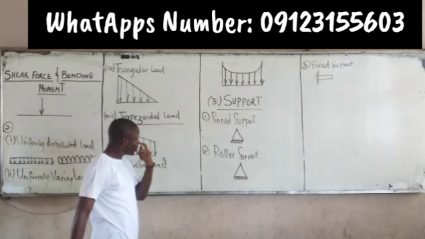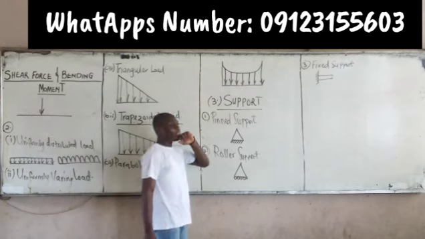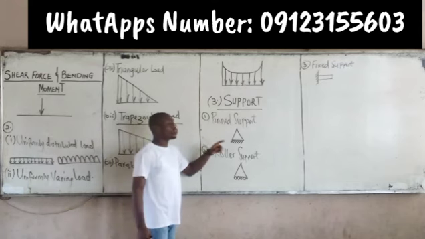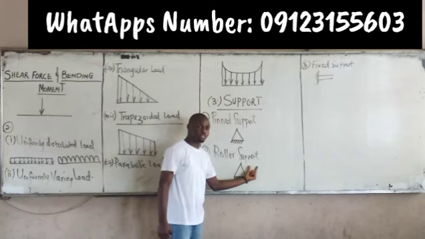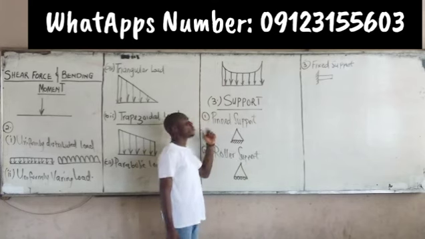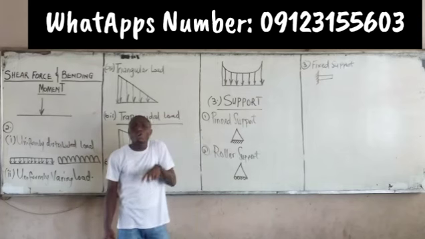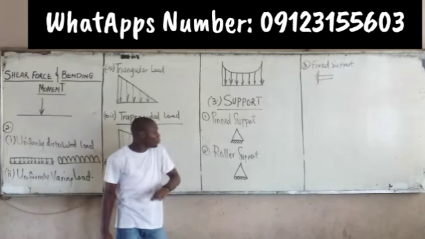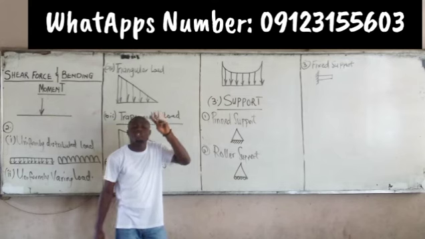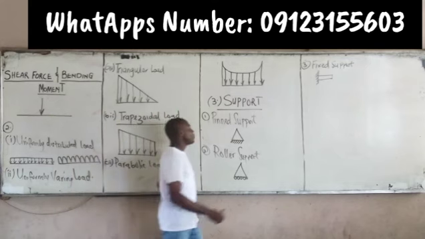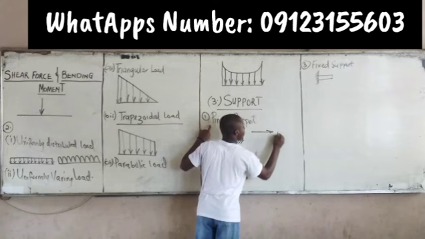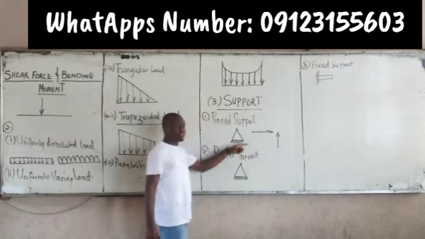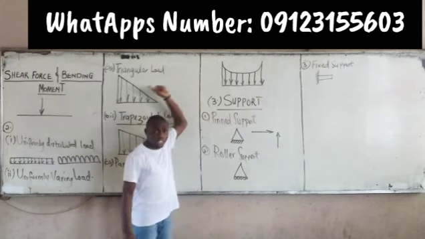Right? So note that the pin support, we also call it hinge support. We also call this knife edge support, right? The pin support only produces what? 2 reactions. Pin support produces the horizontal reaction and the what? Vertical reaction.